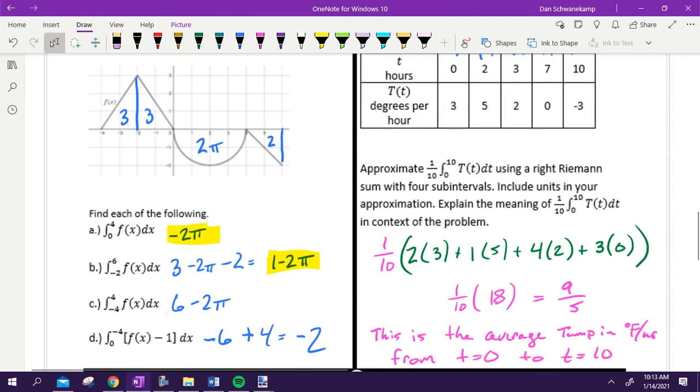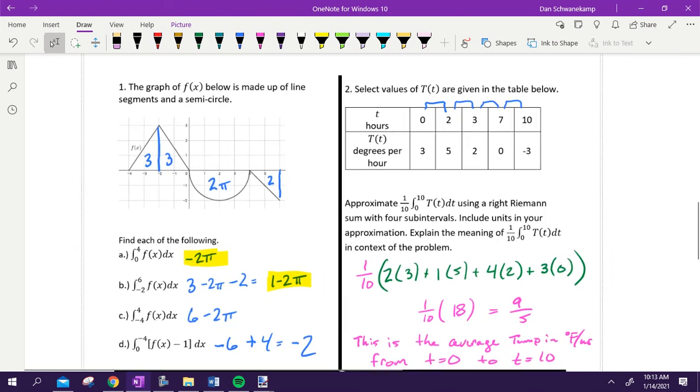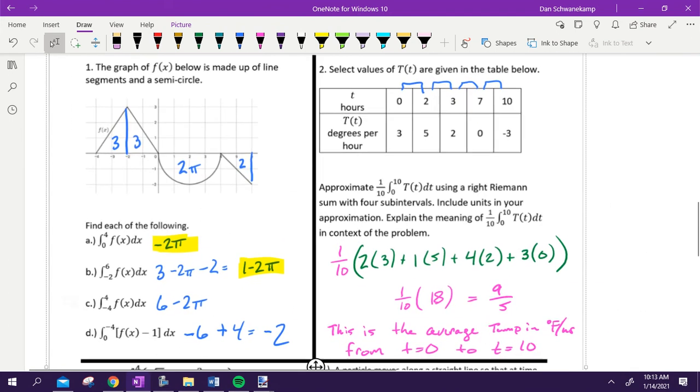So if we're looking at the answers, here's what you should have gotten on 1 and 2. On number 1, negative 2 pi, 1 minus 2 pi, 6 minus 2 pi, and negative 2. This one's a little bit more challenging. Part D, I like to make the hard ones on part D.